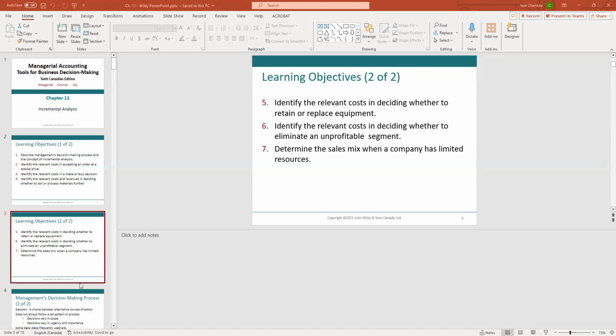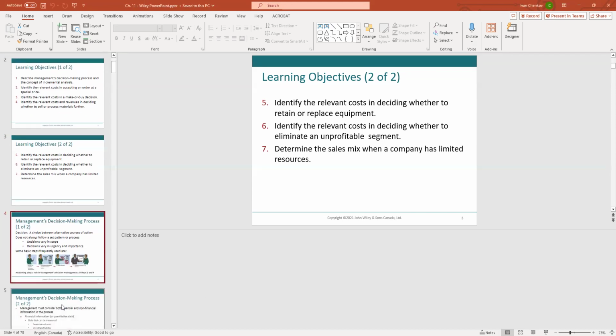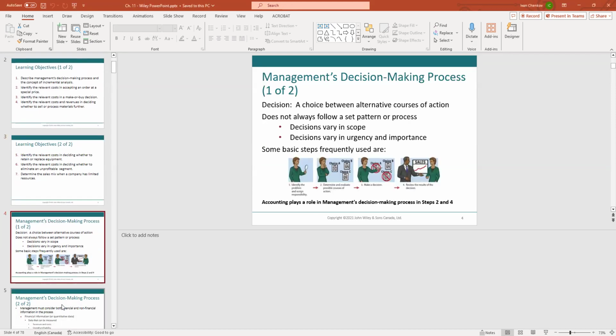Let's go first with the first one, the decision-making process. How are we going to make decisions? First, in order to make a decision, we have to have at least two alternatives. If we don't have alternatives, there's no decision to make. So we have the alternatives, but we're not always going to follow the process.